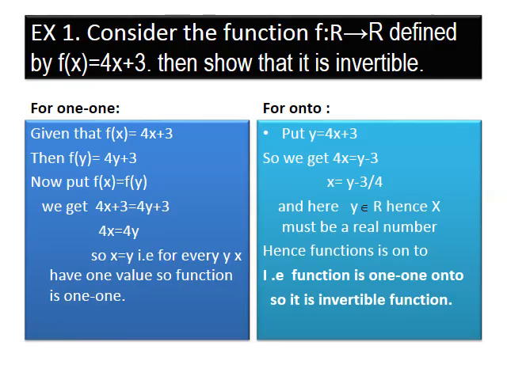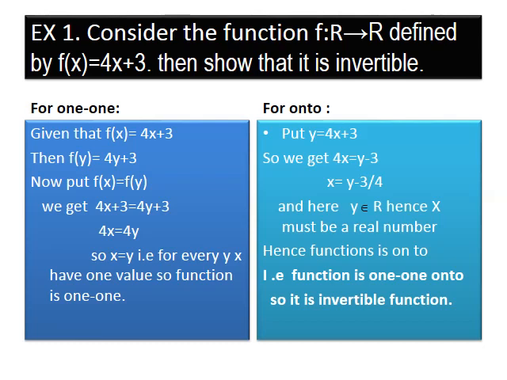Consider the function f defined from real numbers to real numbers given by f(x) = 4x + 3. Then you have to show that it is an invertible function. So for an invertible function we just have to check whether the function is one-one onto or not. First of all we have to check one-one. We know very well how we check a one-one function.